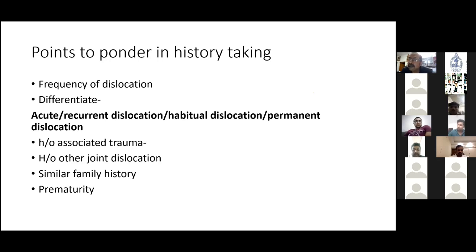So what is permanent dislocation? I'll ask somebody else about that. Bhagiraj Subramani. What is permanent dislocation? It is irreducible dislocation. That is an acute dislocation which is not reducible. Now, what do you mean by permanent dislocation?